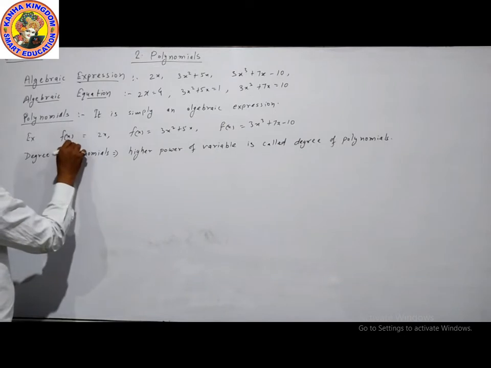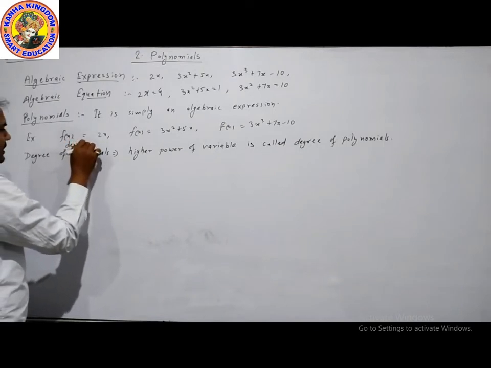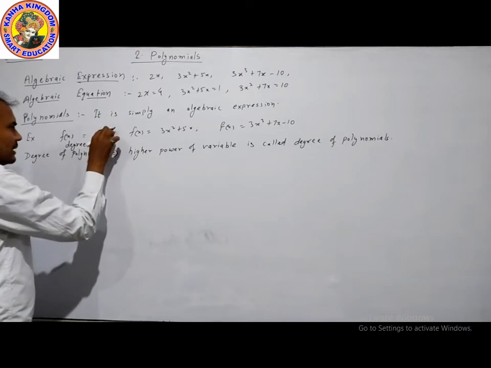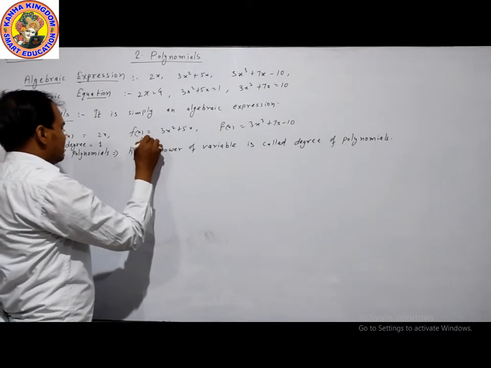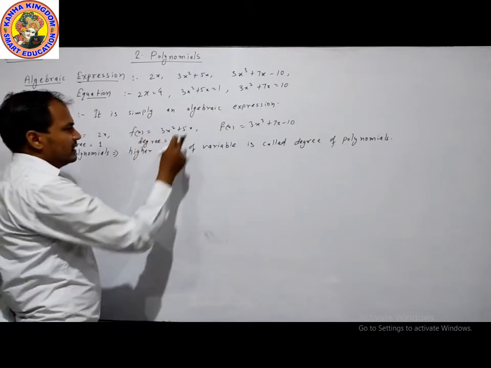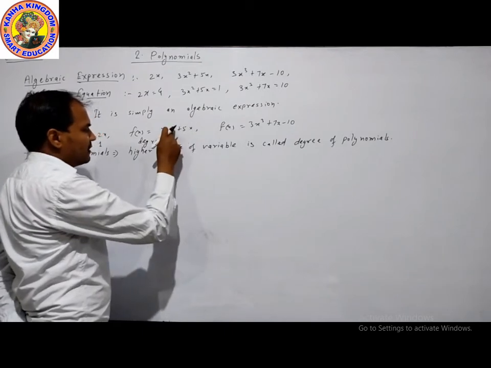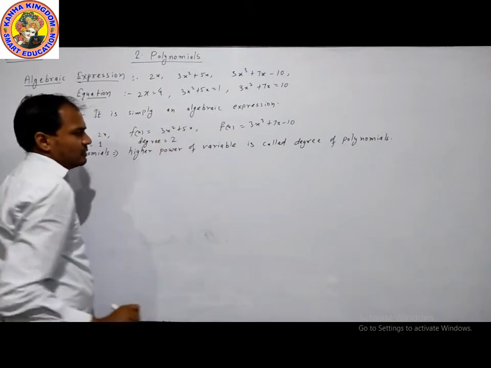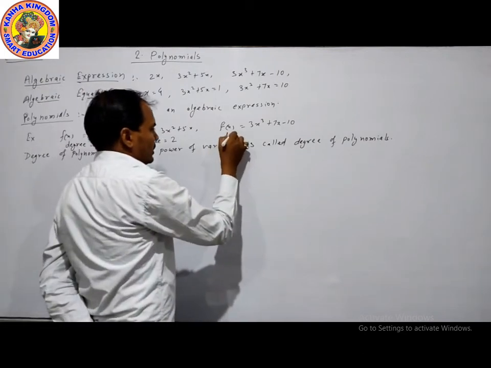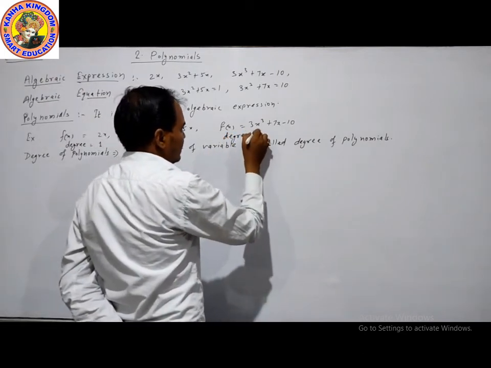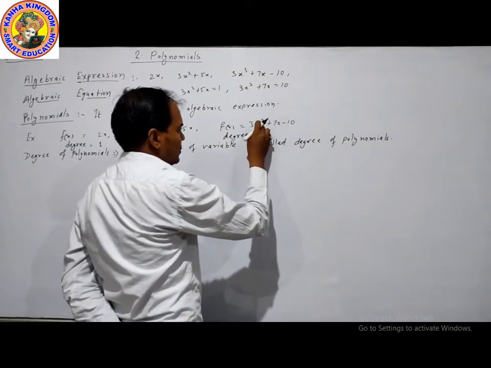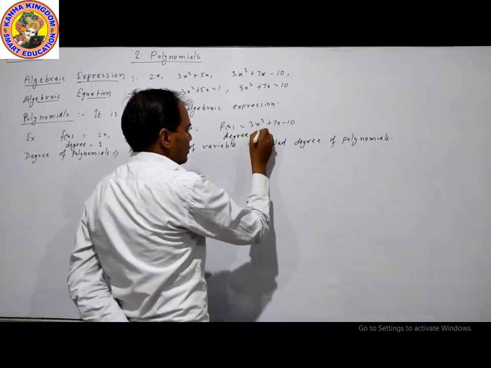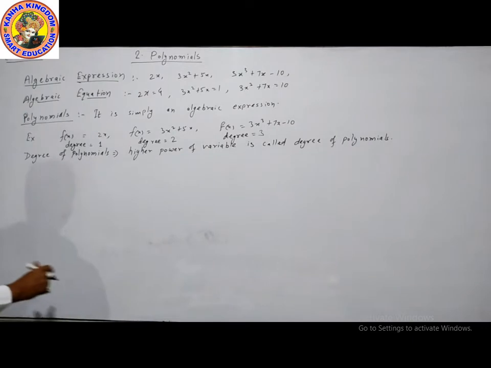Now for this example, what is the degree? Degree is 1. The power of x is equal to 1. In this example, what is the degree? Here the power is 1, here the power is 2. Highest power is 2. So degree is 2. In this example, what is the degree? Here x power 1 and x power 3. So highest power is 3. So degree is 3. This is our degree of a polynomial.